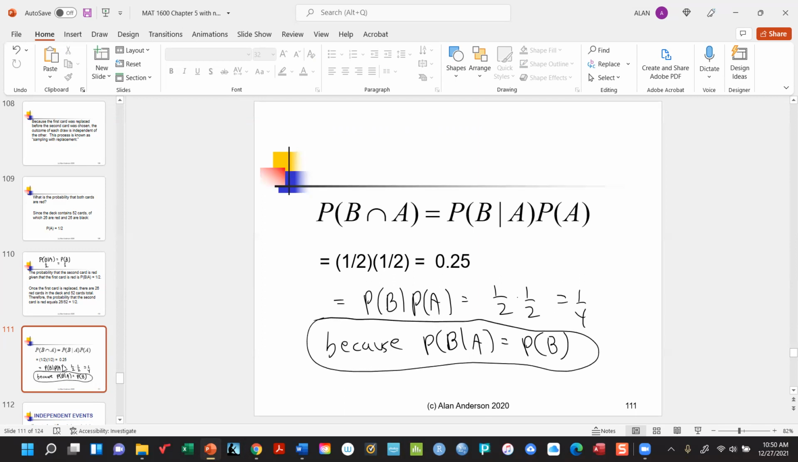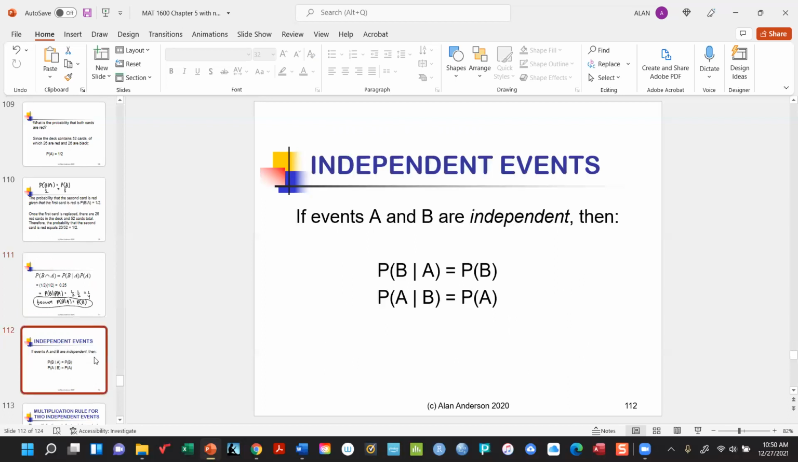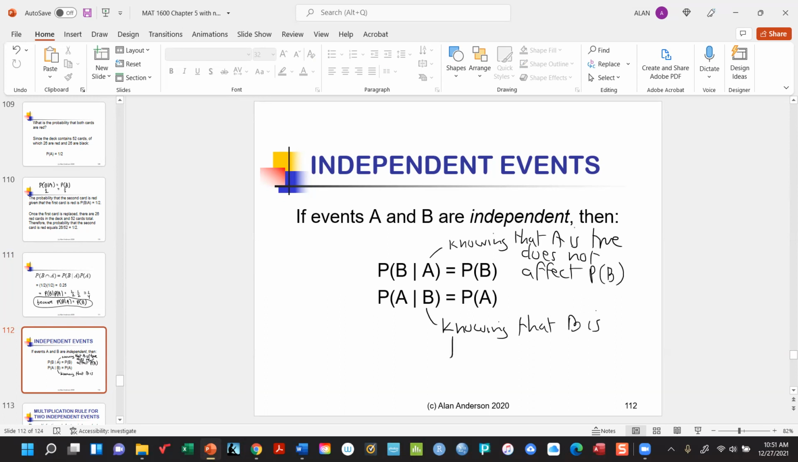Now, if we flipped it around, we'd find the same thing. But what matters here is that independent events have the following key properties. Both of these, by the way, have to be true for A and B to be independent. B given A is the probability of B, which means this: knowing that A is true does not affect the probability of B. And conversely, knowing that B is true does not affect the probability of A.